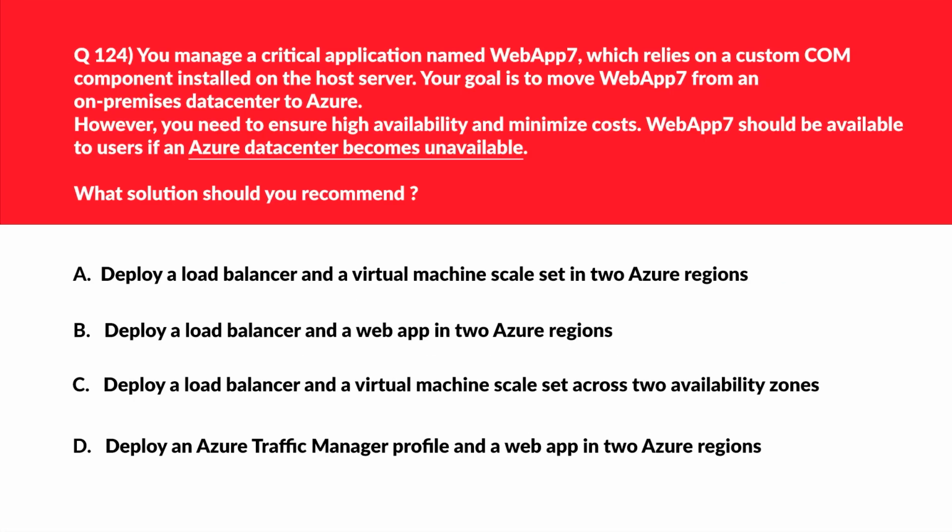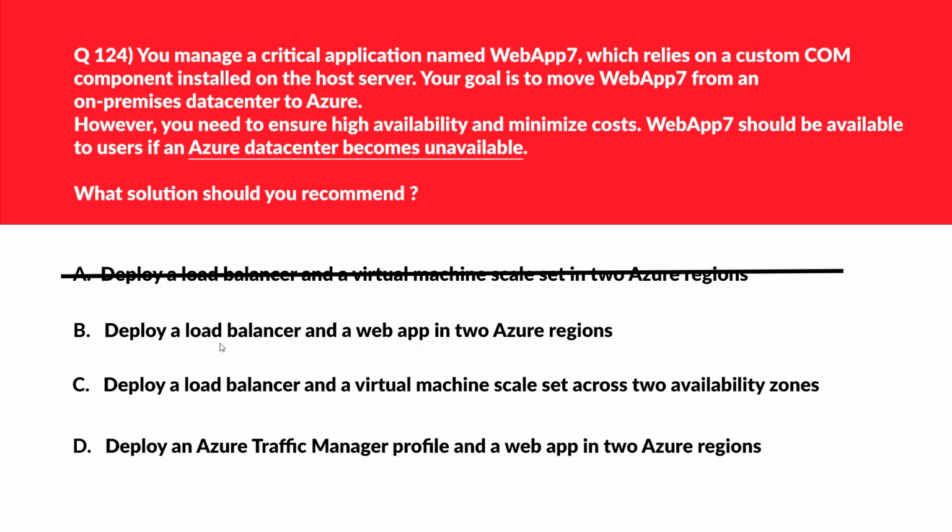Let's bring the heat to the snow. We got an interesting question once again, and we'll first look at option A. Option A says deploy a load balancer and a virtual machine scale set into two Azure regions. Using a single web app doesn't provide the necessary redundancy for high availability. A web app alone won't handle failover between regions. We'll eliminate this option. Now let's look at option B.